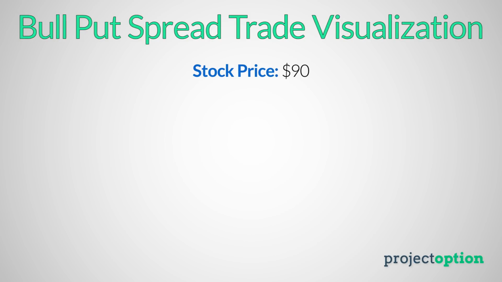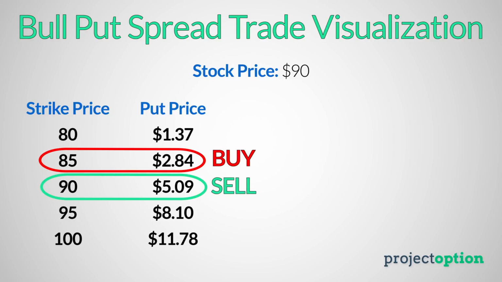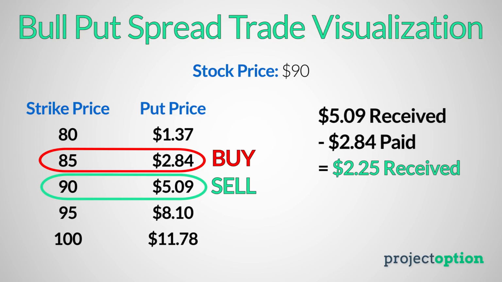I'm going to create a bull put spread from the following options. To construct a bull put spread position, I'm going to sell the 90 put for $5.09, and I'm going to purchase the 85 put for $2.84. Since I collected $5.09 for selling the 90 put, and I paid $2.84 for purchasing the 85 put, the net premium collected in this example is $2.25.